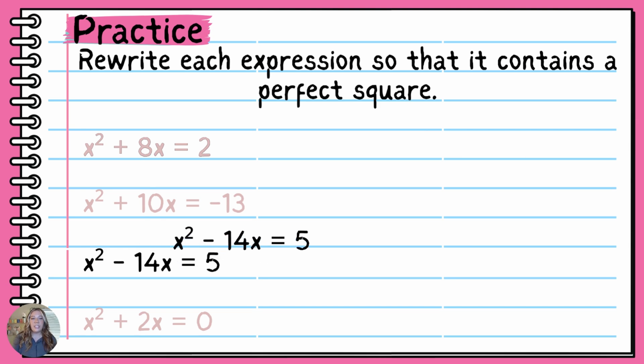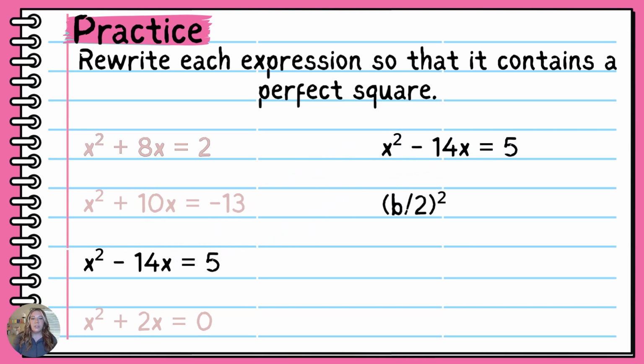Now let's do the third example. So we'll use our formula. We'll take half of -14, which gives us -7, and -7 squared gives us +49. So if we add that to both sides, we can simplify the right side of the equation by adding 5 and 49, which gives us 54. And on the left side, we need to find half of b, which would be -7. So this is equal to (x - 7) squared is equal to 54.